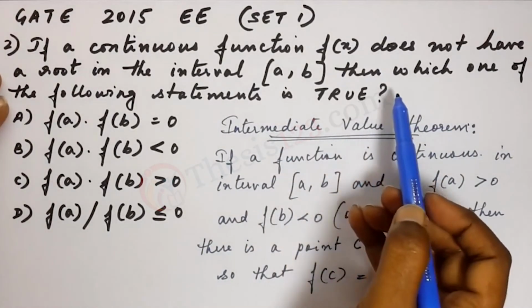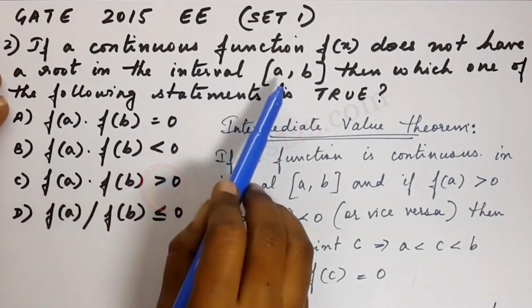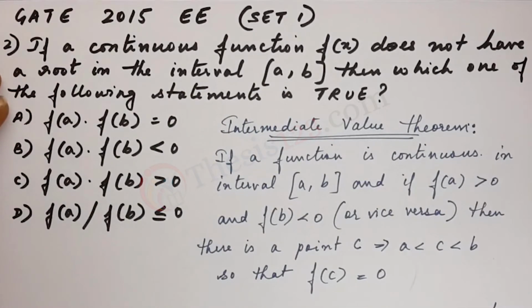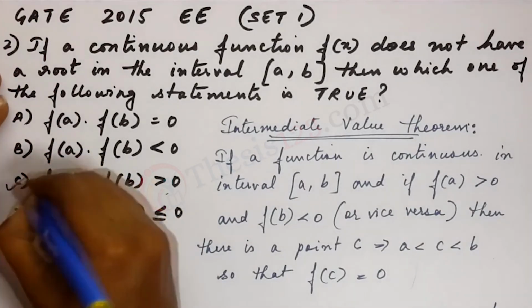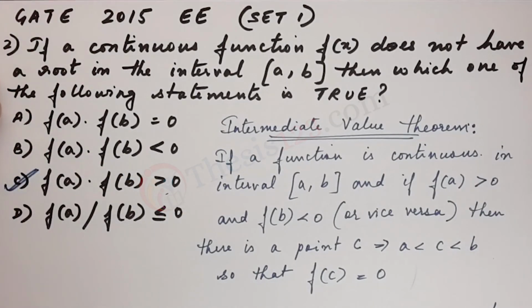But the question says that the root does not lie in the interval, which means that f of a into f of b is not less than 0. It would obviously be the opposite. So f of a into f of b is greater than 0. So option C is the right answer.